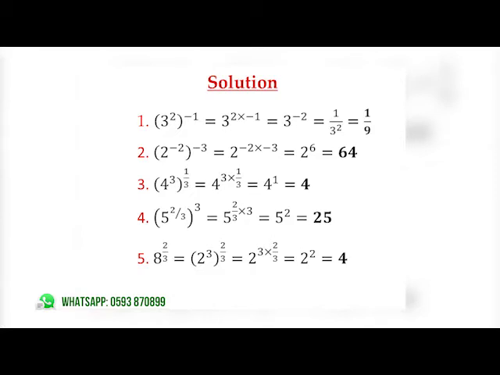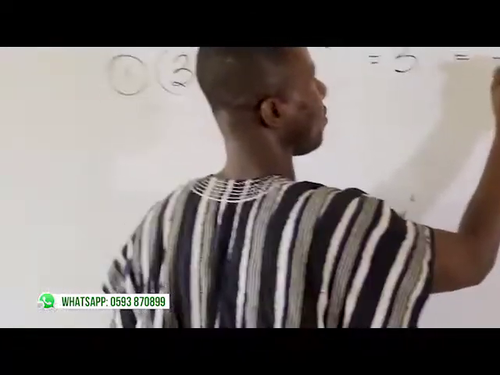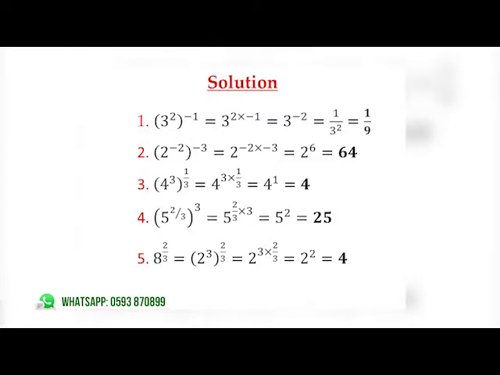But the instruction was you have to what? Evaluate or find the value. So you can go ahead. Before, you dealt with negative exponents. So this is the same as 1 over 3 exponent positive 2.